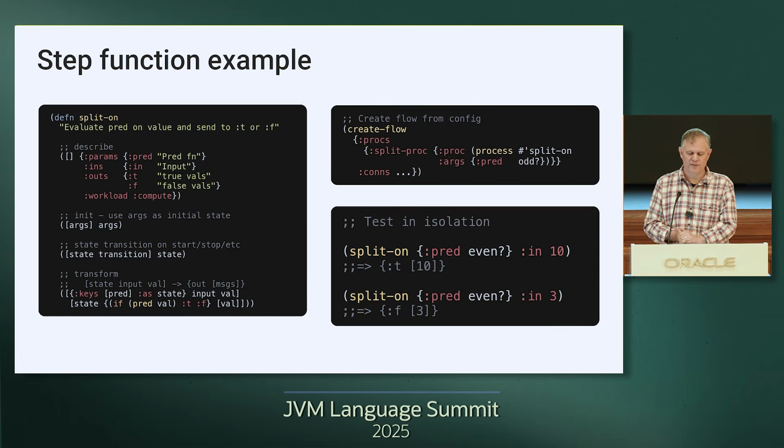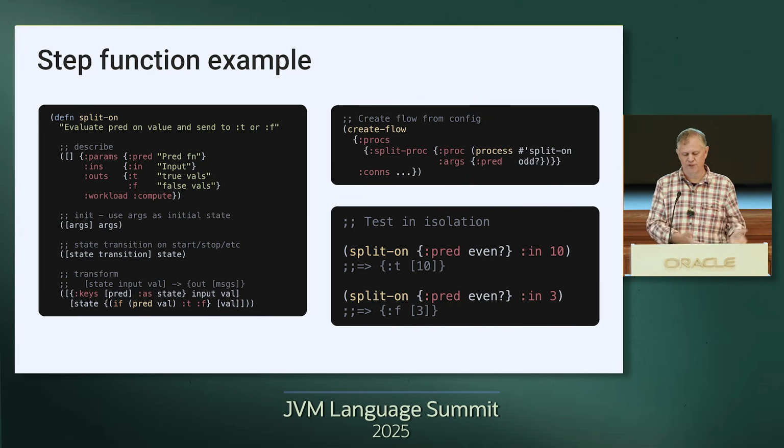When you create a flow to use the step function, you're going to create a set of processes and a set of connections. In this case, we're creating a process named split proc that takes the actual proc function, which is where we use the var to wrap it into a process. And then we pass the args, where I passed the odd function in there. You're going to define some connections. I didn't define all the inputs and outputs to this, but you define your other processes there.